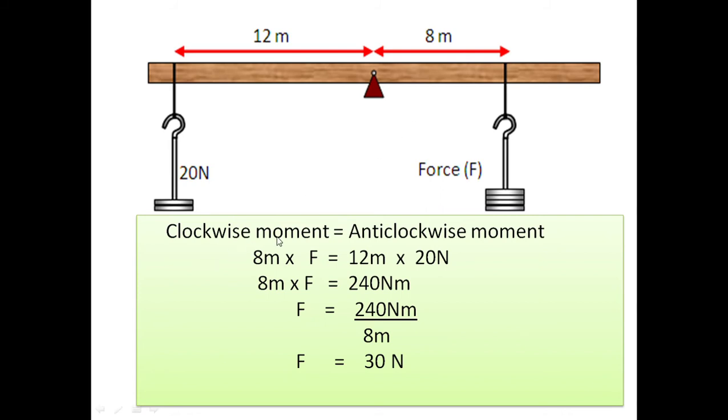First, we will take the clockwise moment. If the bar is balanced, then the clockwise moment is equal to the anti-clockwise moment. 8 meters into F, clockwise moment. Anti-clockwise moment, 12 meters into 20. So 12 times 20 equals 240 Newton meters and you have to divide by 8. The answer is 30 Newton. So the force applied here is 30 Newton. It's easy for you to do the calculations. This is an easy lesson.